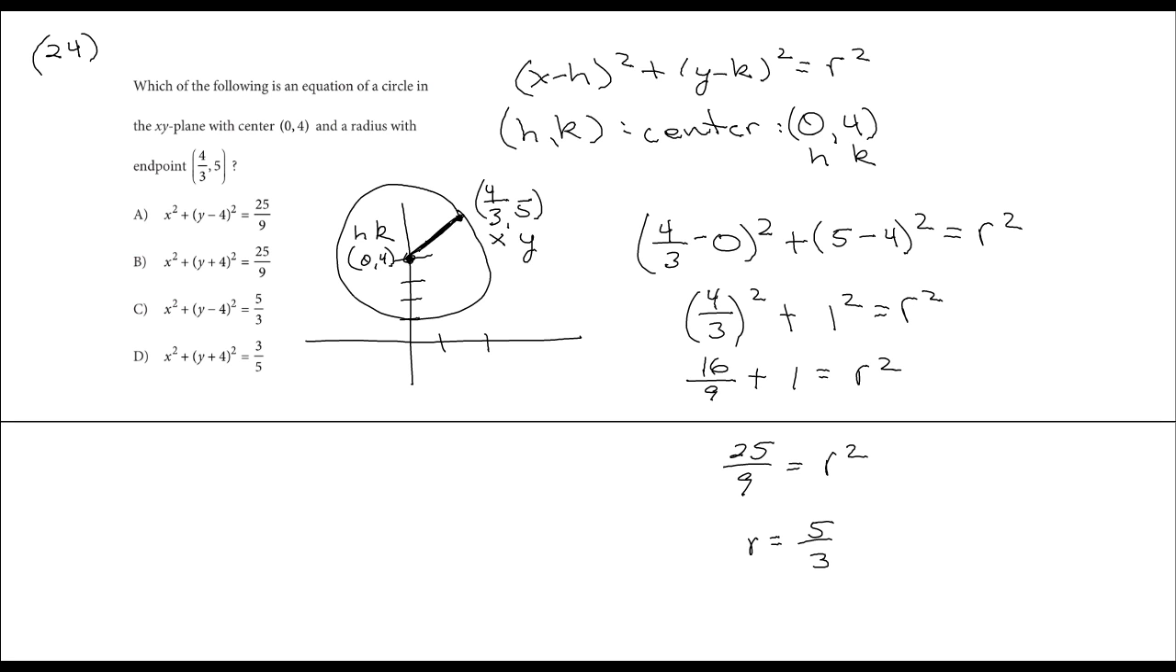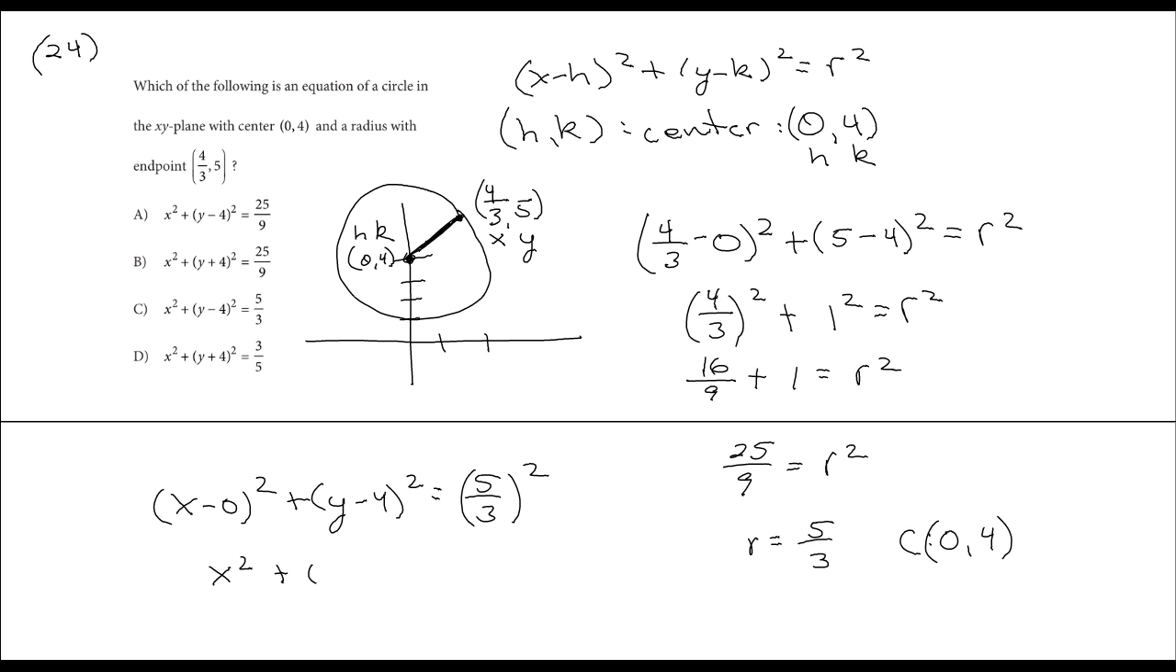So I know my radius now, and they already told me my center is (0, 4). So now just throw everything into the general equation. And this time leave x and y alone though. So (x minus 0) quantity squared plus (y minus 4) quantity squared is equal to r squared. So (5/3) squared. So just cleaning that up a bit, you get x squared plus (y minus 4) quantity squared is equal to 25/9. So we are looking for option A.